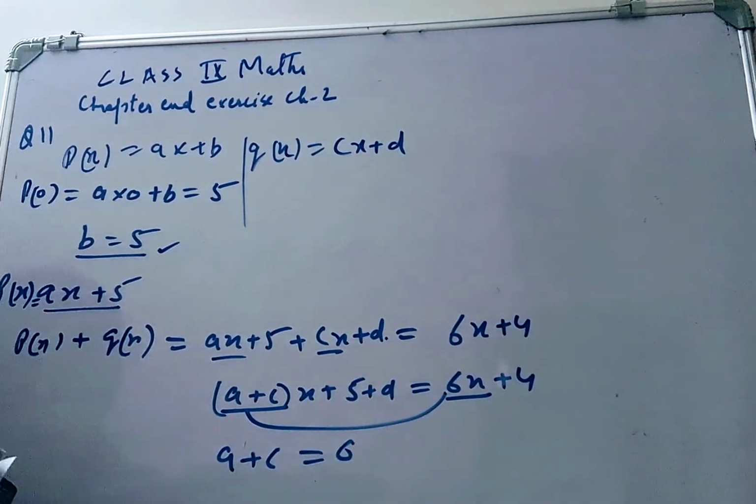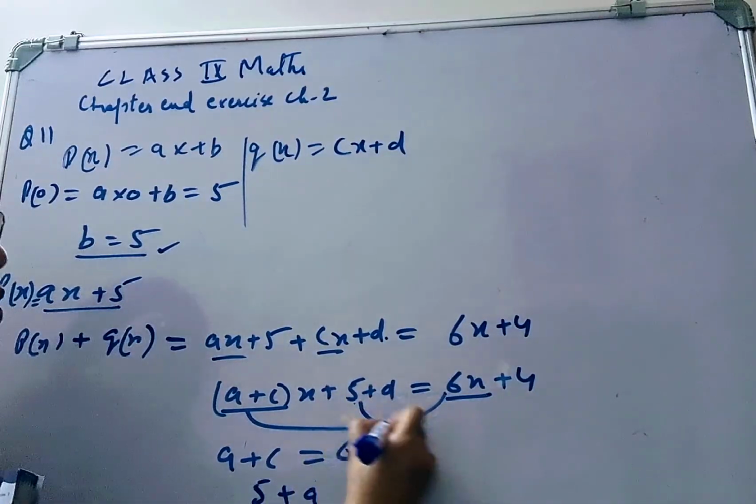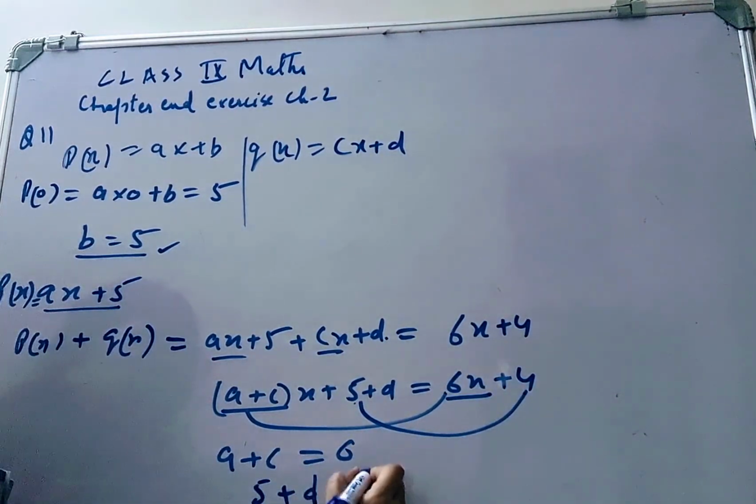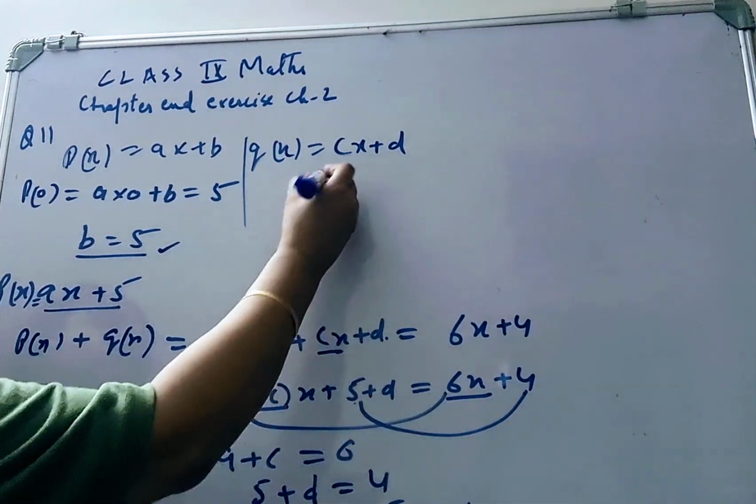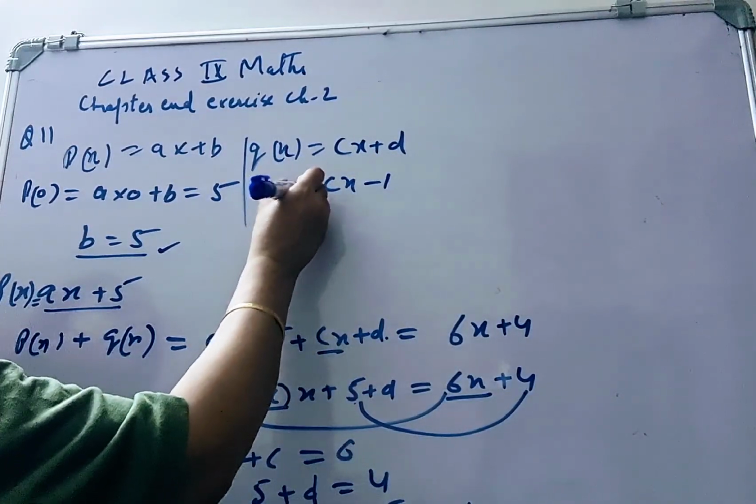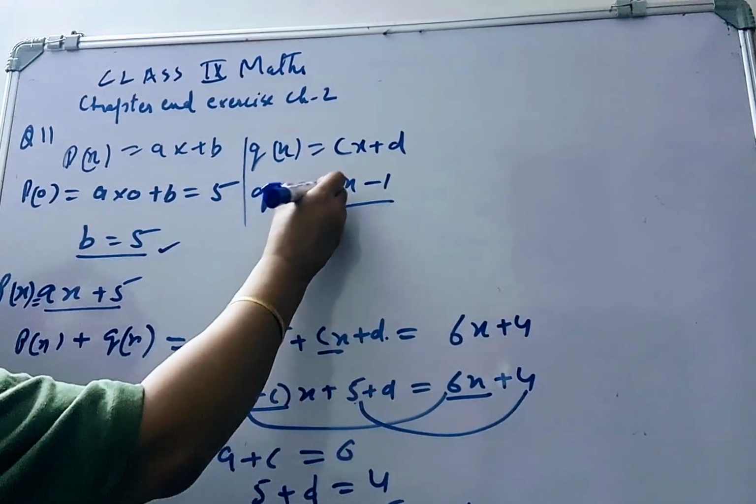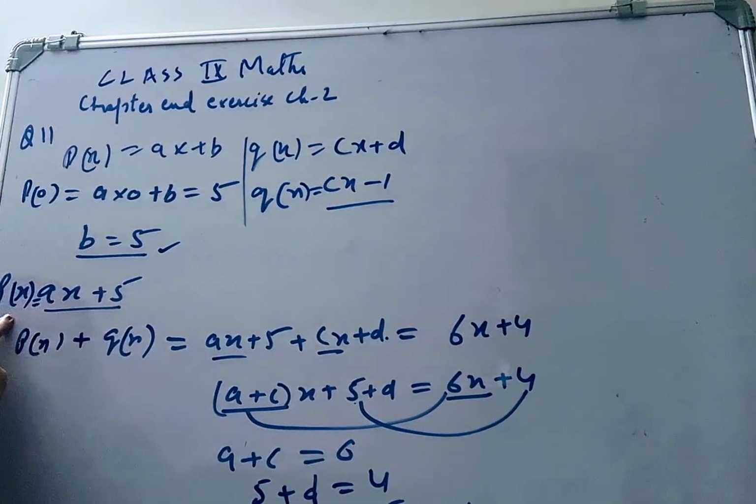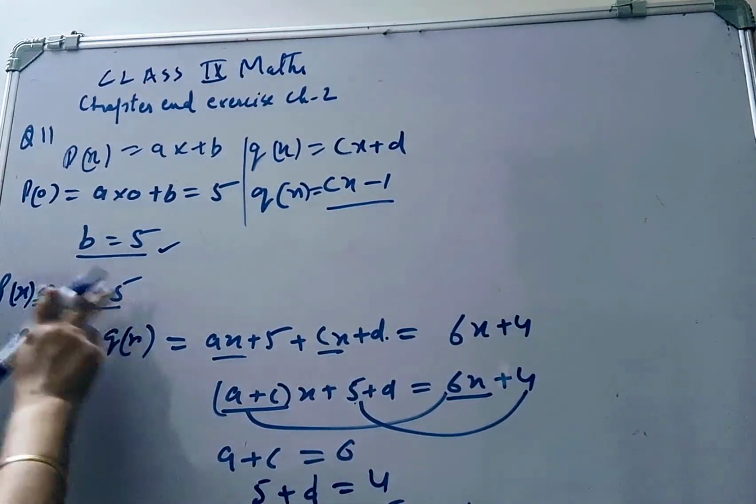Now we equate the constants. Here 5 + d is equal to 4. d is equal to 4 minus 5, that is minus 1. Now our d is minus 1, so we can put it in: Q(x) is equal to cx minus 1. Now here P(x) is equal to ax + 5.